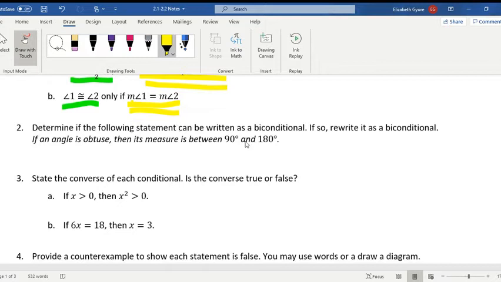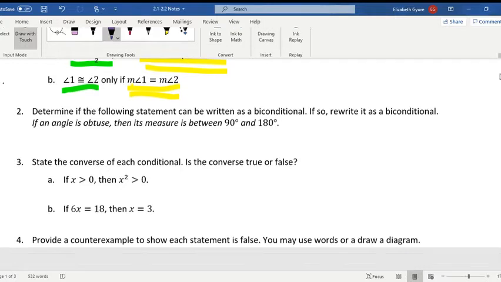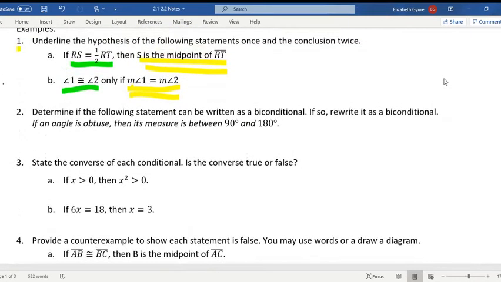Next example says, determine if the following statement can be written as a biconditional. If so, write it as a biconditional. So we talked above about how statements can be written as biconditionals if they work from hypothesis to conclusion, as well as from conclusion to hypothesis. So if an angle is obtuse, then its measure is between 90 and 180. Well, that makes sense, right? That is our definition of an obtuse angle.